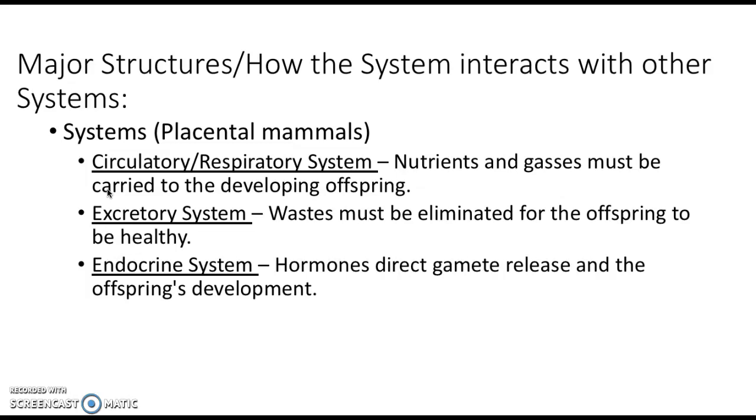And then the endocrine system: hormones are what control all of the reproductive process up through fertilization. Okay? Your hormones tell the body when to release gametes and also how to support the embryo while it grows in the mother's body. Okay?